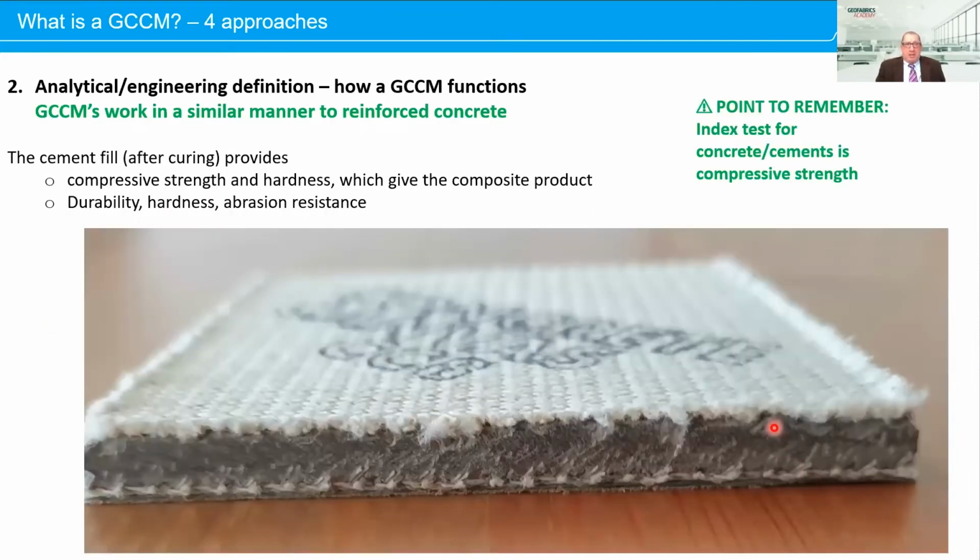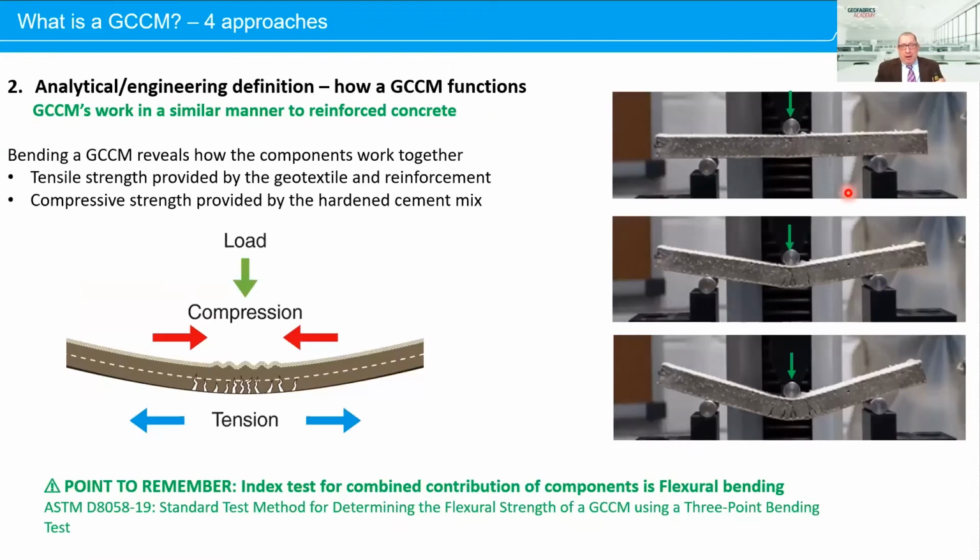Now we go on to the cementitious component of a GCCM. The cement fill, after curing, provides compressive strength, hardness, which give the composite product its long-term durability and its abrasion resistance. Now, the index test for the cement component is compressive strength. Why that's important is you've got a composite product with tensile strength, whose index test is the tensile test, and a cementitious component whose index test is compressive strength.